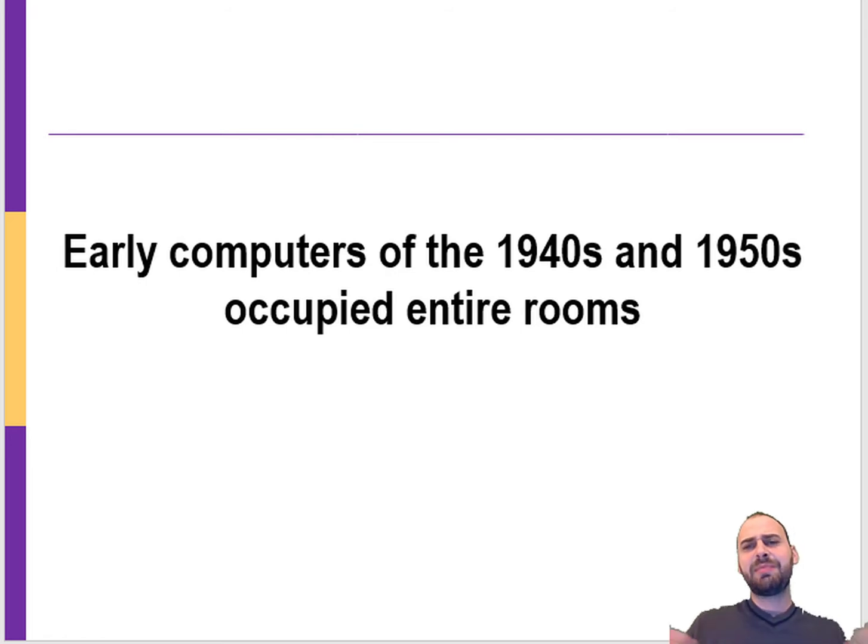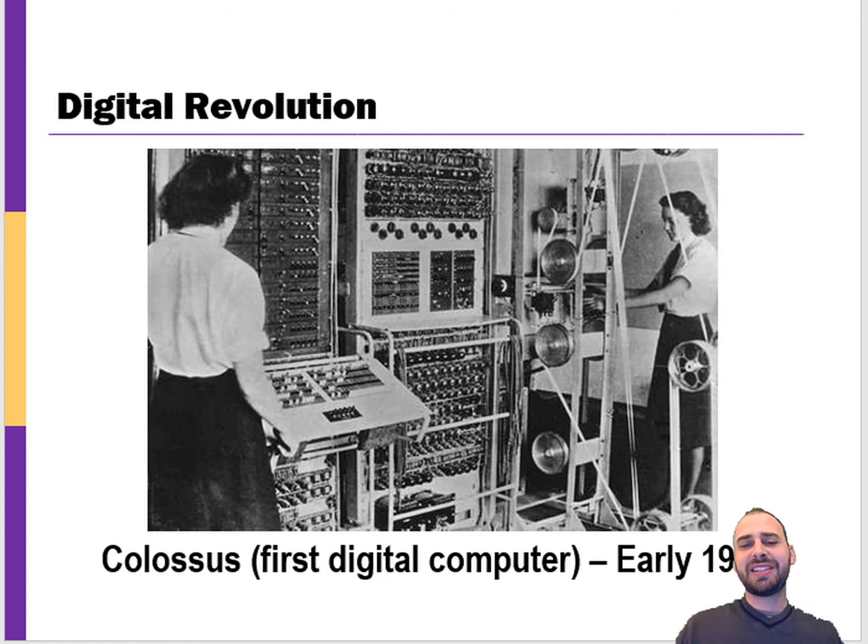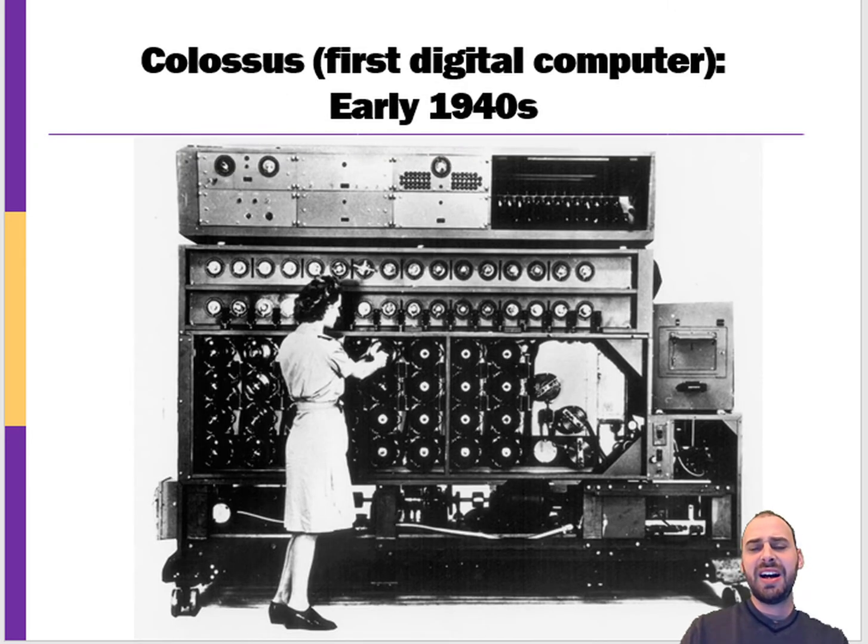Okay. Now, as most of you know, if you go into the early days of computing, the 40s and 50s, you're talking about entire rooms, right? You're seeing things like this. This is the Colossus. This was used as part of cracking the German code during World War II. So in the early 40s, this is often referred to as the first digital computer. And this is a big, massive machine, right?